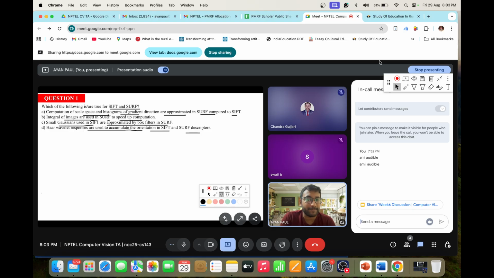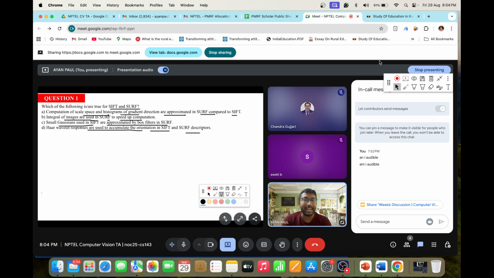Any guesses? What is the correct answer? Let me remind you, SURF is an extended form of SIFT. In SURF we are doing approximation, so the first option is right. Second, we are using integral images to speed up computation, that is also right. C, we are approximating Gaussians with the help of box filters, so C is also right. Haar wavelet is actually used in SURF, not in SIFT, so option D is false.